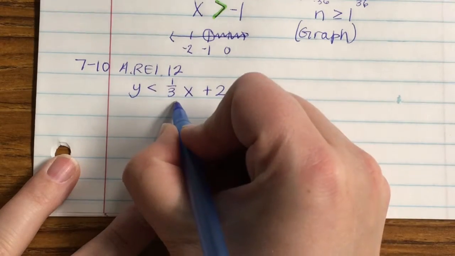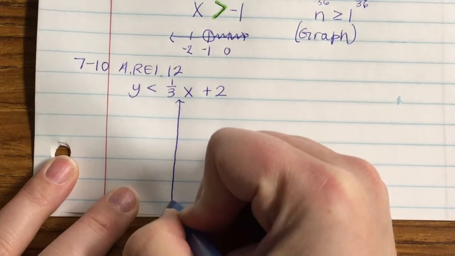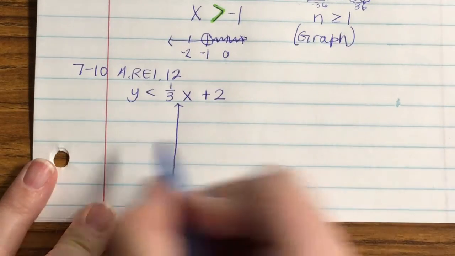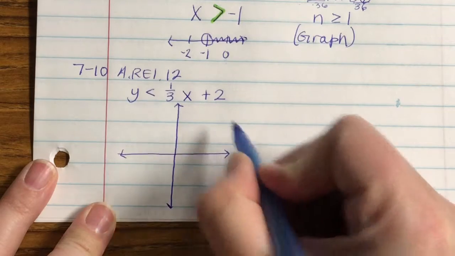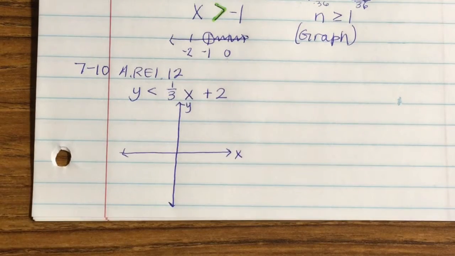And we know that we're going to have an x and y thing. So if you have your graph paper, that's why it works nice. X-axis, y-axis, like that. Okay.